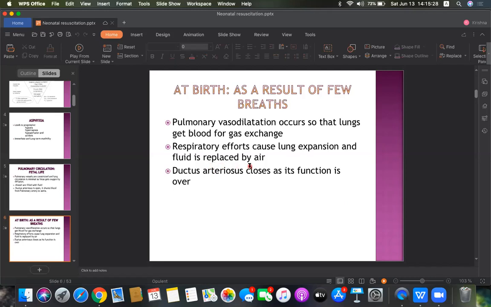The fluid inside the alveoli is replaced by air now, and the ductus arteriosus closes, as it doesn't have any function left now. The function of the ductus arteriosus is over. In the beginning there is physiological closure, and later on there will be anatomical closure of the ductus arteriosus. There are certain reasons for the closure. One, the oxygenated blood itself helps to close it, and second, there is decreased production of prostaglandin, so that will also help.